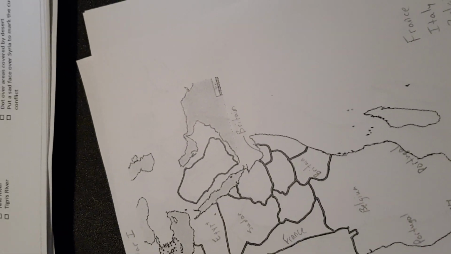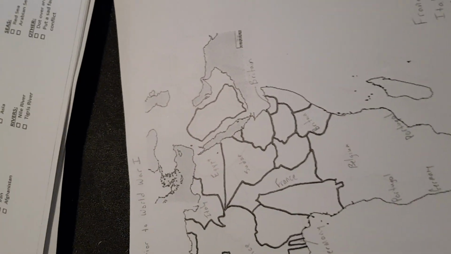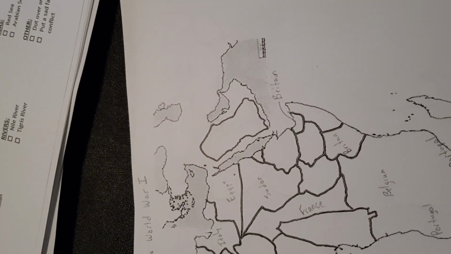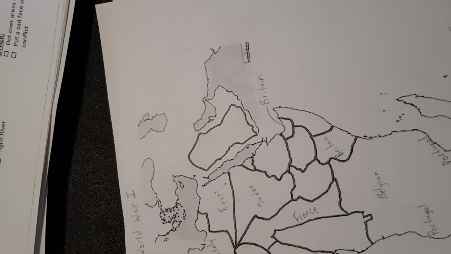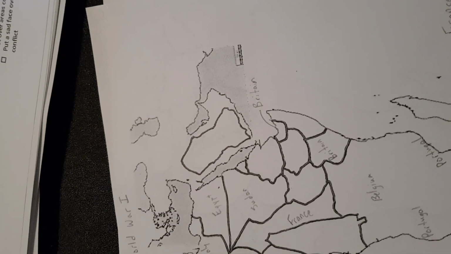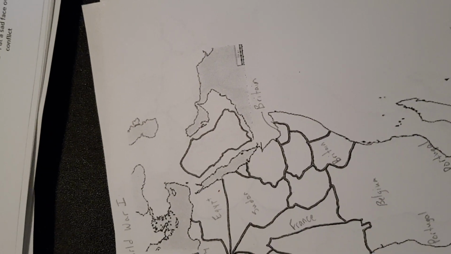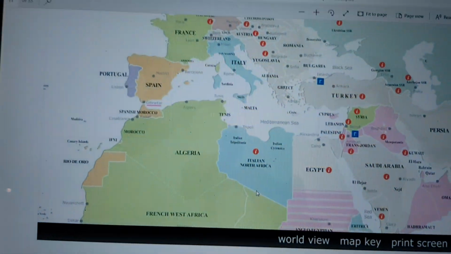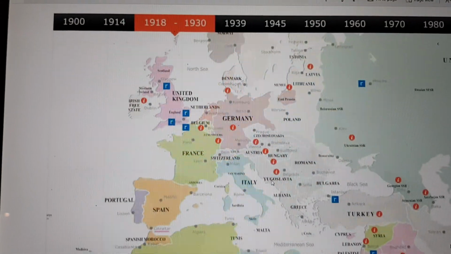Alright, so with Russia beginning to go under communist control, they would start to kind of regain some areas within Africa. And so when we look at it here, all of a sudden, this is from 1918 to 1930.